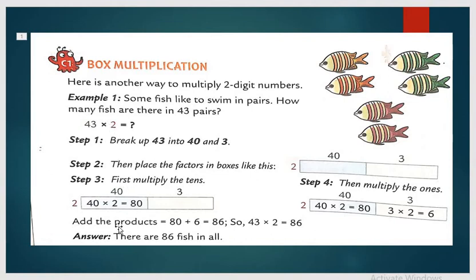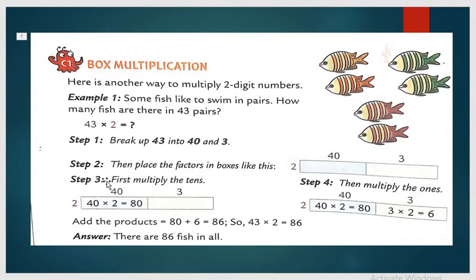First of all, we are going to learn step by step box multiplication. Step number 1 is: break up 43 into 40 and 3. We have to break the number 43. Understood? We break up the number here: 43 into 40 and 3. Got my point, all students? I hope you all understood what a breakup is. Breaking up 43 means we break the digits: 40 plus 3 is equal to 43. So we break the number like that.